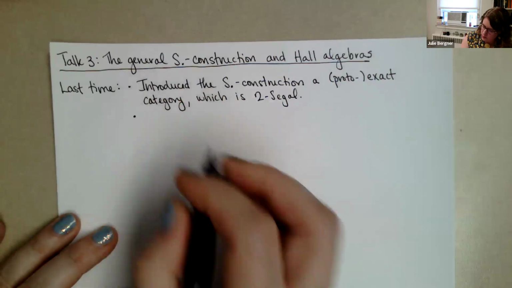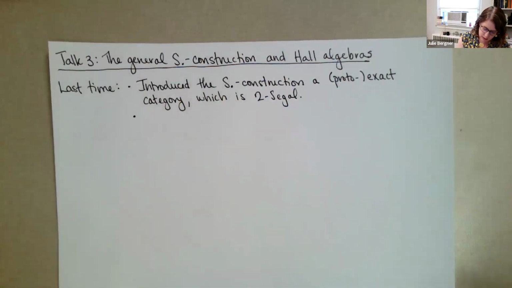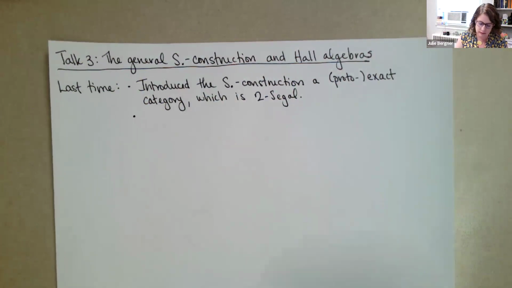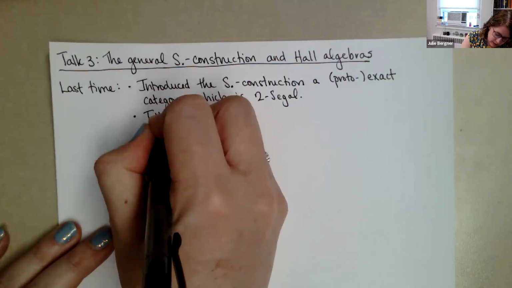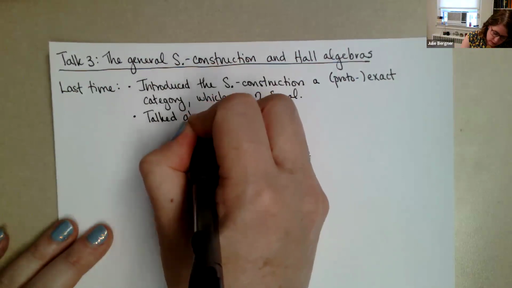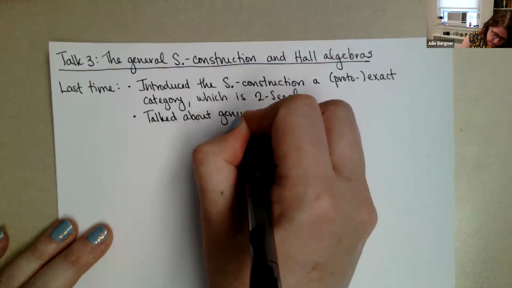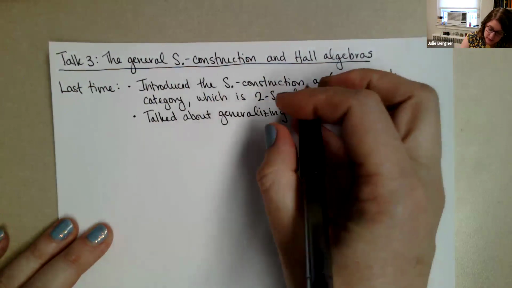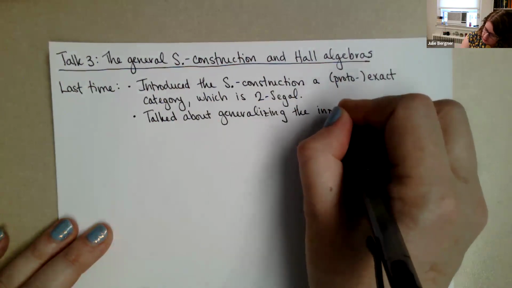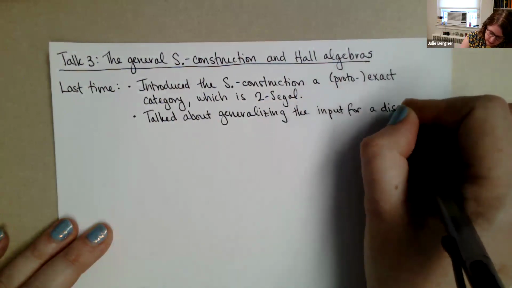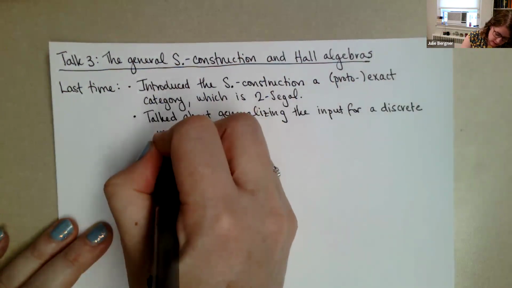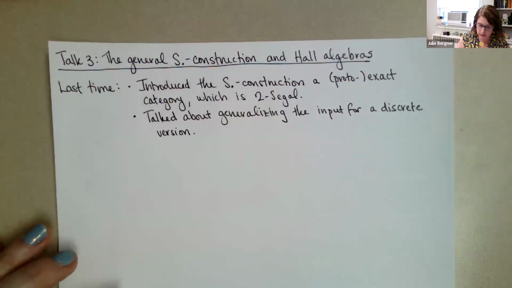But then we wanted to talk about generalizing and giving the most general input that you could feed into this S-dot construction and still get something two seagull. And we talked about how there are possible inputs, say categories with cofibration or Waldhausen categories, that may not be. But we didn't quite finish that. So we talked about generalizing the input, but this was just for a discrete version, just to keep the abstraction contained a little bit at least to start.